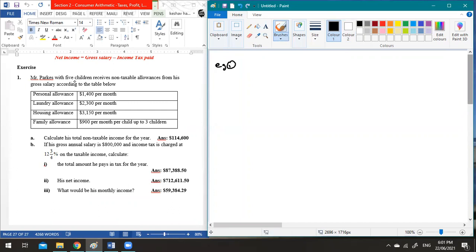All right, so Mr. Parks with 5 children receives non-taxable allowance from his gross salary according to the table below. So a personal allowance of $1,400 per month, laundry allowance $2,300 per month, housing allowance $3,150 per month, and a family allowance of $900 per child. This is very important for up to 3 children. So calculate his non-taxable income for the year. Now we have to pay attention to these allowances, right?